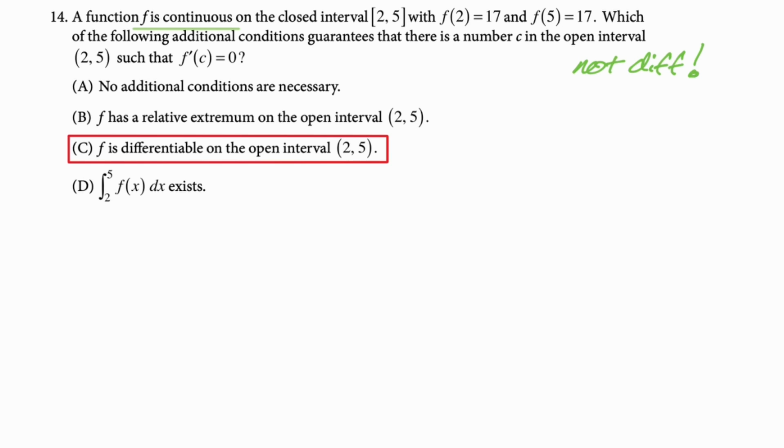And then D, I don't really know why this would be an option. The integral from 2 to 5 of f of x dx exists. I don't know. They just need 4 choices, I guess.